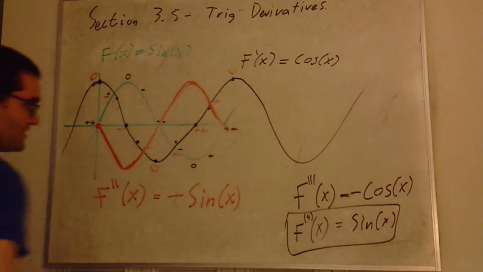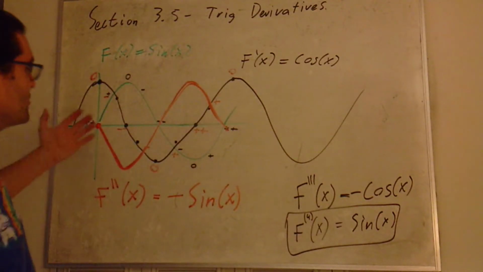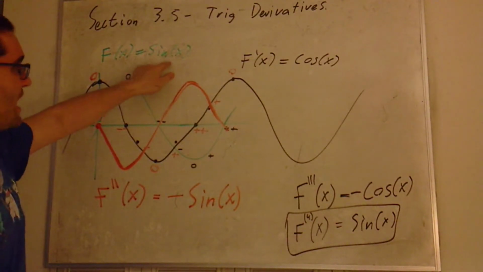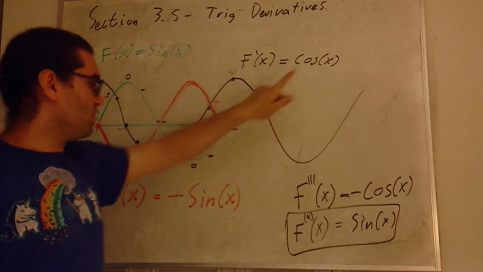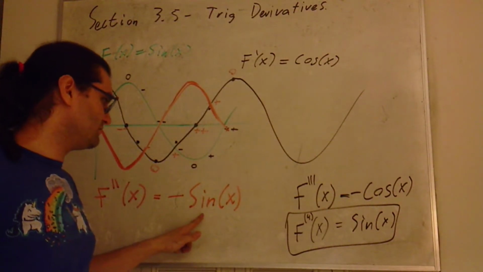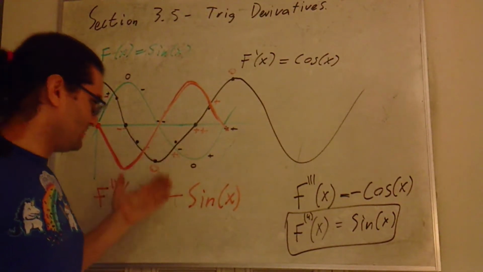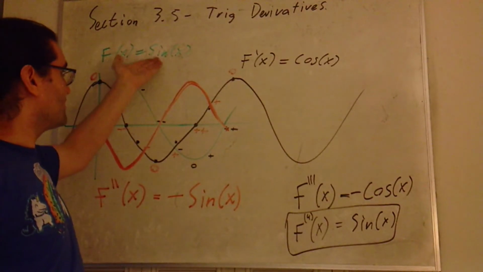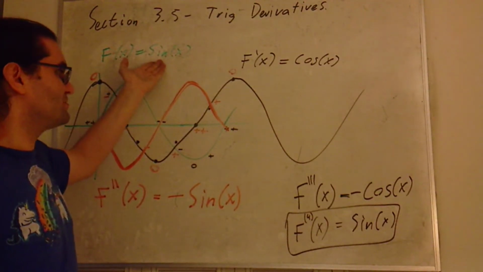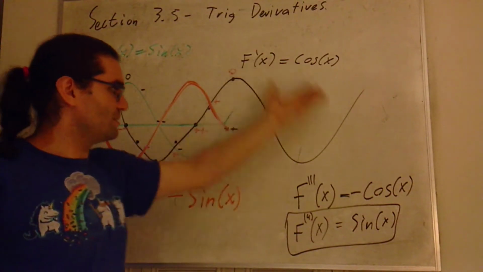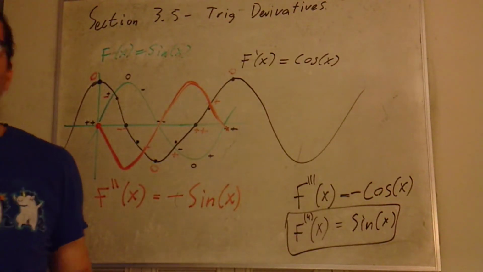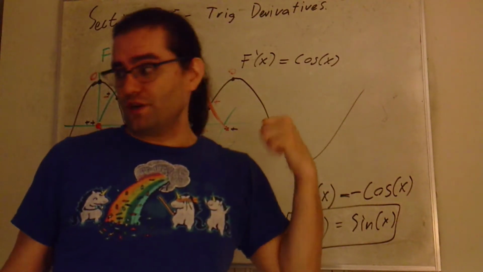So this is pretty much the entirety of trig derivatives. Sine goes to cosine, cosine goes to negative sine. The negative sign is just a coefficient from where you started, so if you keep taking derivatives, you can just keep doing that. That's trig derivatives.